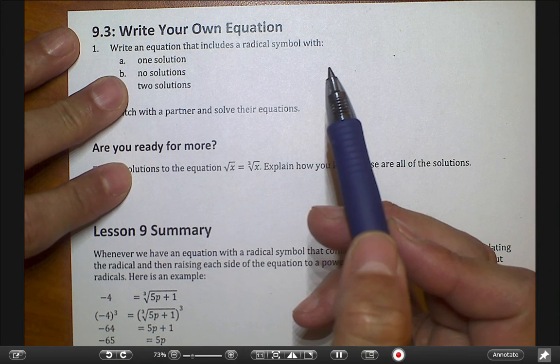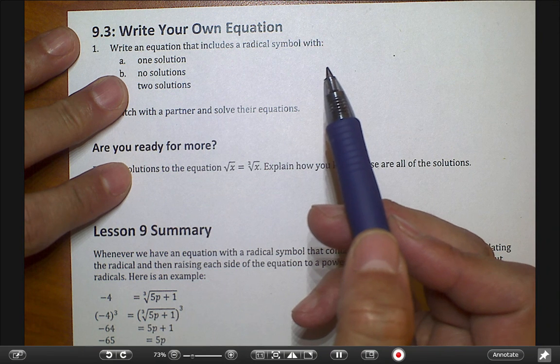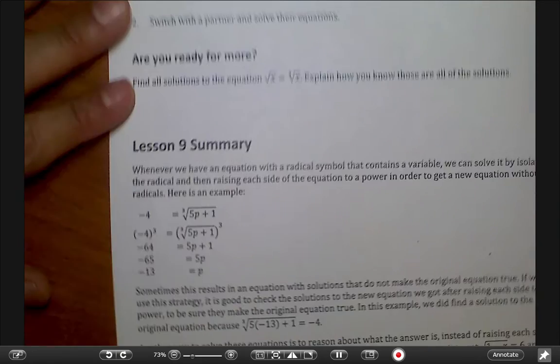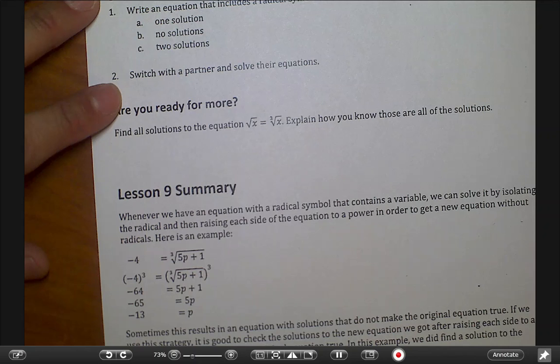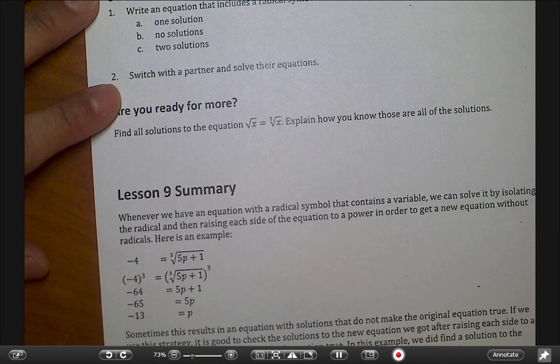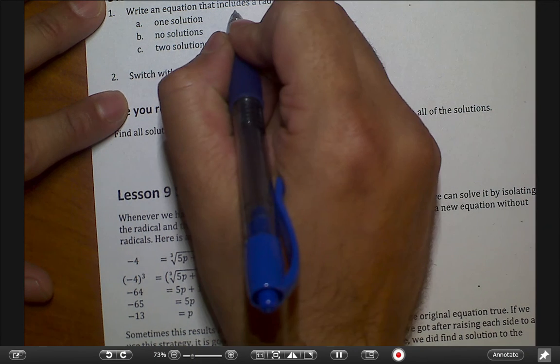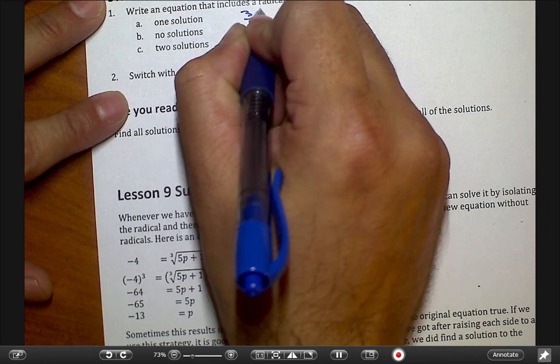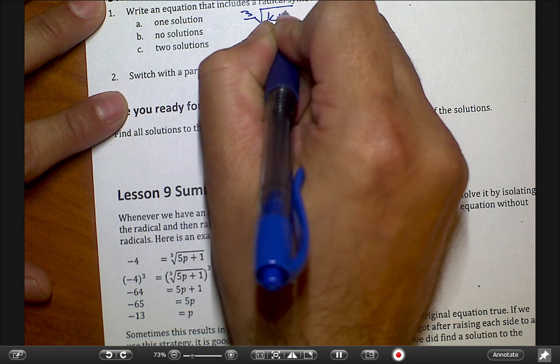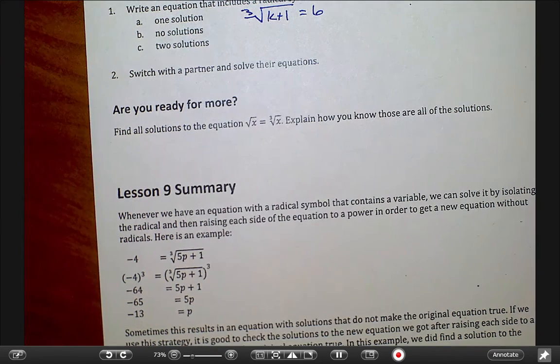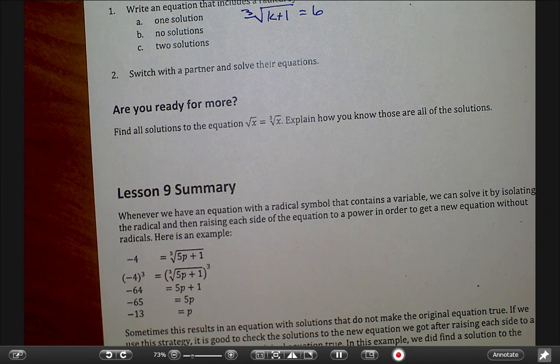Anyone want to volunteer it? We just did like seven of them right here. Cube root of k plus 1 equals 6. There's one solution there.